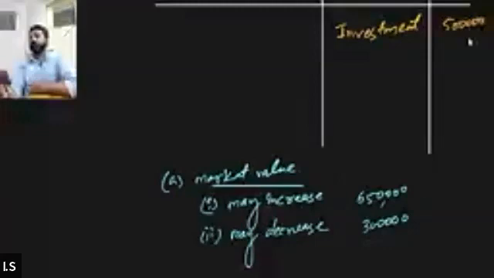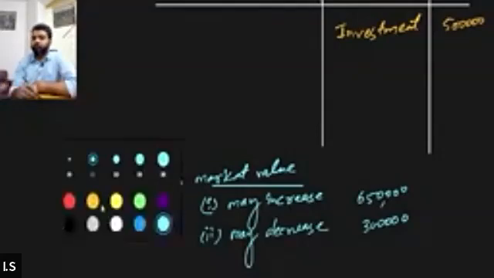The value of the investment of the firm is 5 lakh, but due to the market fluctuation, the value of the investment may increase and it may also decrease. If the market value of the investment increases, this obviously is a profitable situation. Partners will not be concerned about the situation of profit. It is a favorable situation for the partners. But what if the market value of the investment declines? So this is going to create a loss. All right, so this is a problematic situation.